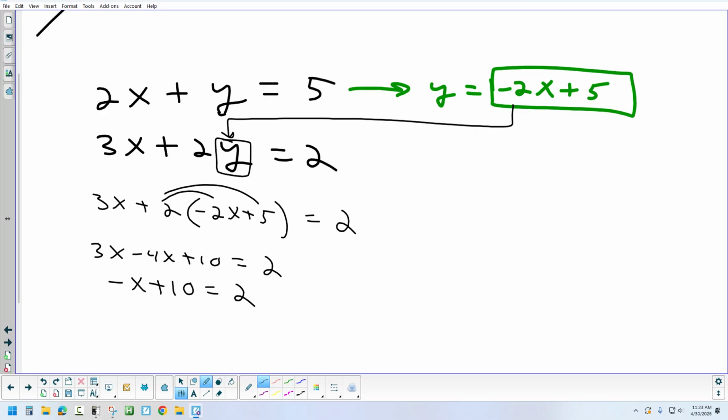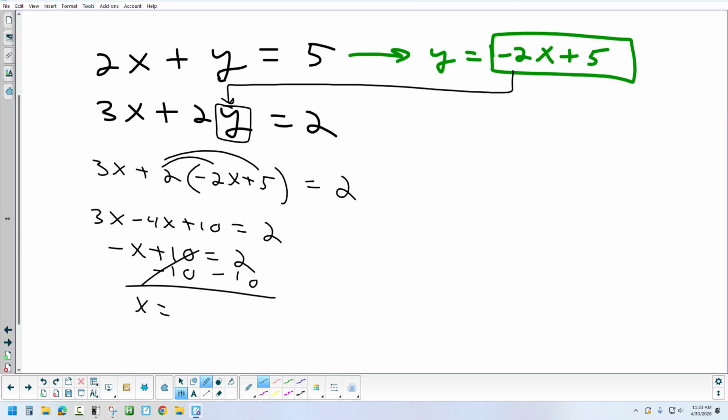Okay, 2 steps left. Yep. Subtract 10. Divide by negative 1. Subtract 10 and divide by negative 1. So when you subtract 10, 2 minus 10 is negative 8. And then when you divide each side by negative 1, you're going to get positive 8. So that's your answer. x equals positive 8.